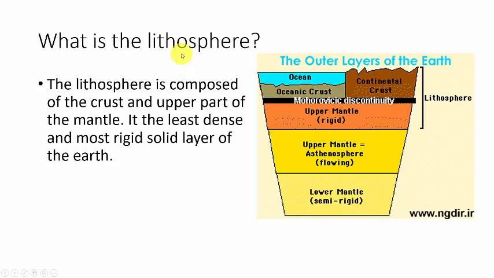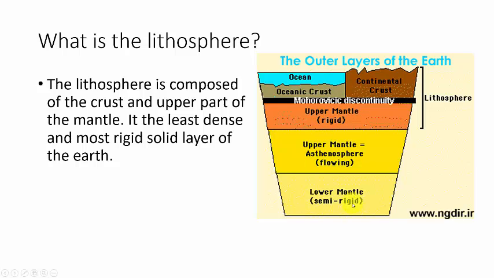Okay, so defining lithosphere, because remember the mantle was only the lower part of the lithosphere. So the lithosphere is composed of the crust and the upper part of the mantle. The reason why they group this together is because it's the least dense and the most rigid solid layer of rock of Earth. So right here, this is the crust that I mentioned before, and then lithosphere is actually including the crust and the upper mantle, which is rigid.